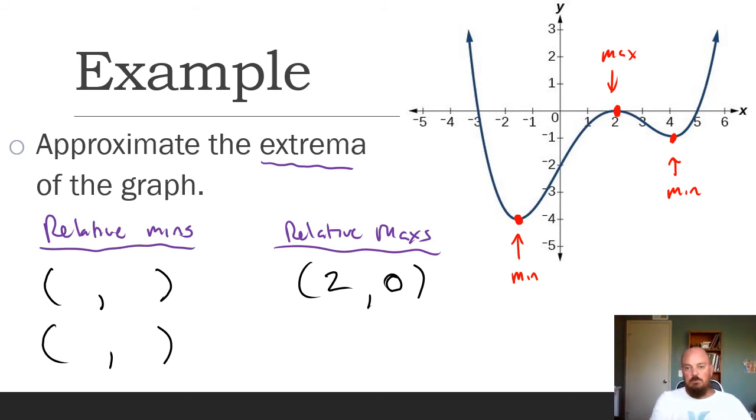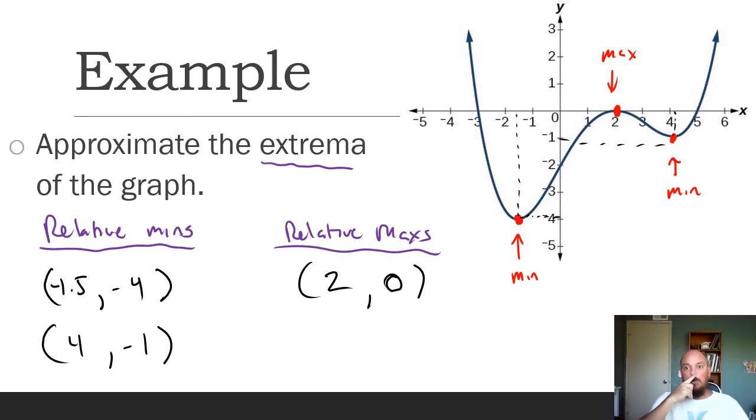Now for the minimums, the first one looks kind of like maybe not a whole number to me. Looks like the x value might be negative 1.5 or so. We're just approximating. And then the y value looks like it would be negative 4. And remember, I'm finding that just by doing this. I'm taking the point and I'm saying, where does it hit on the x-axis? That's about negative 1.5. Where does it hit on the y-axis? That's about negative 4. For the second one, I would say the x value is about 4, positive 4, and the y value is about negative 1.